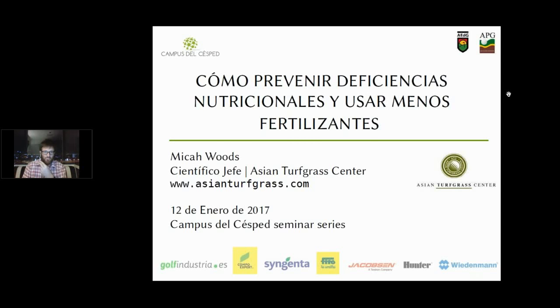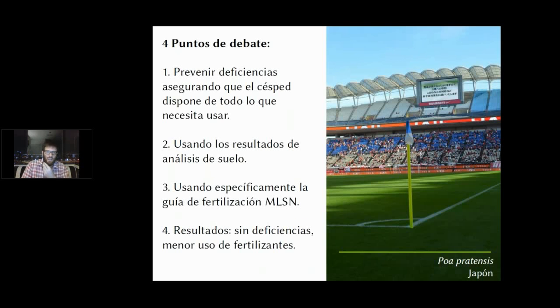And I'm going to divide this into 4 points. The first one is about how we can prevent the nutrient deficiencies by considering how much the grass will use. So we consider how much of each nutrient the grass will use, and we make sure that that's supplied. The second point is we'll talk about how we can use soil tests, and then, in the context of soil tests, how we can use specifically the MLSN guidelines.